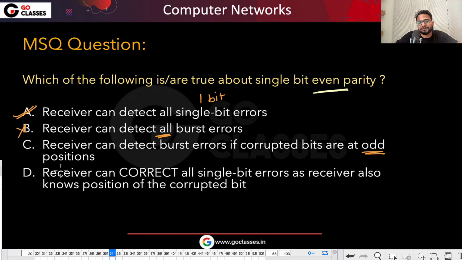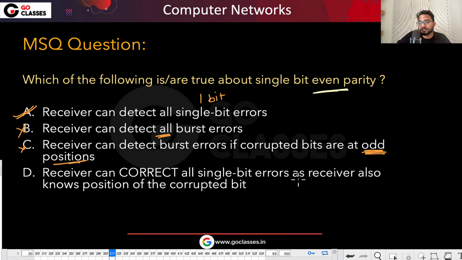See, position doesn't matter here. The position doesn't matter. This is just to confuse you, I never talked about the position. We are anyway counting the number of ones. We are not talking about the position of the one, right? So that's why this is also wrong.